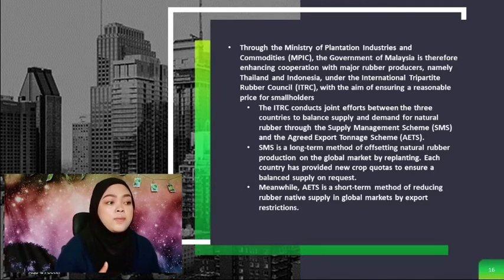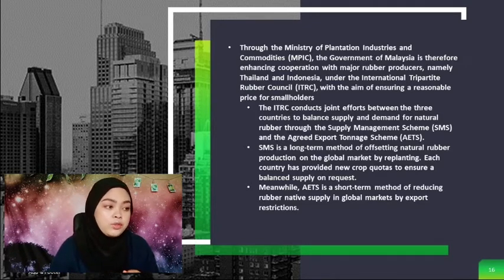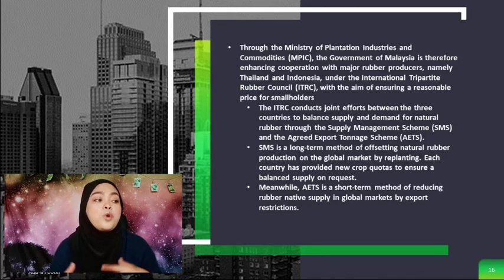AETS is a short-term method of reducing natural rubber supply in the global markets by export restriction. It means that every member state would have its export quantity limited when the world market price of natural rubber declines to unfavorable levels for natural rubber manufacture. So this indicates that the government was concerned about the falling of rubber prices and proposed many interventions for smallholder farmers to resolve the current falling rubber price, as well as ensure the welfare of smallholders in this country.